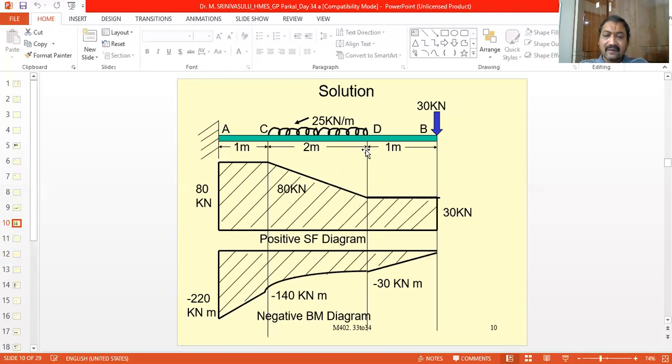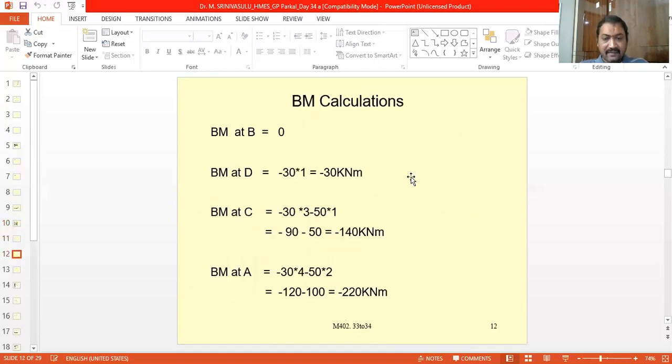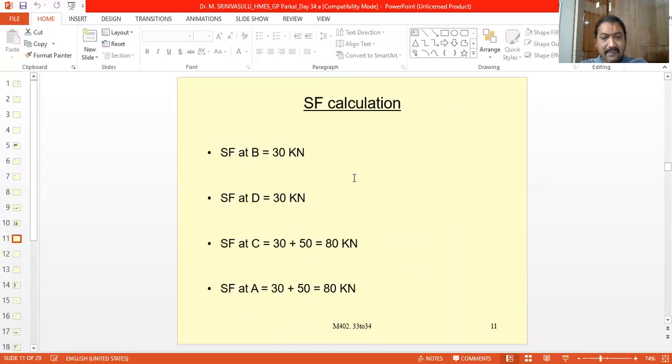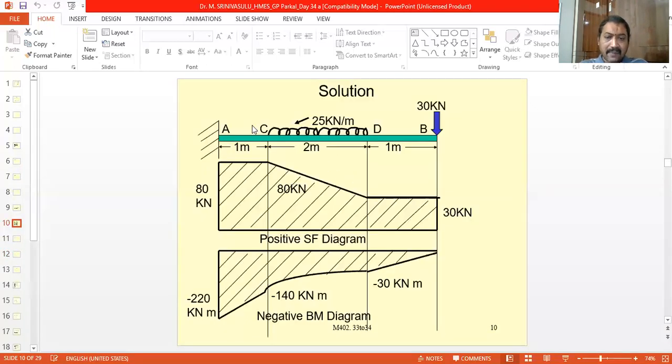If we fix the beam at this point, this moment will try to rotate the beam in the clockwise direction. To the right of the section, clockwise produces a negative bending moment. So it is minus 30, so we got minus 30 kilonewton meters, the bending moment at point D. Now the bending moment at point C. So point C means here.